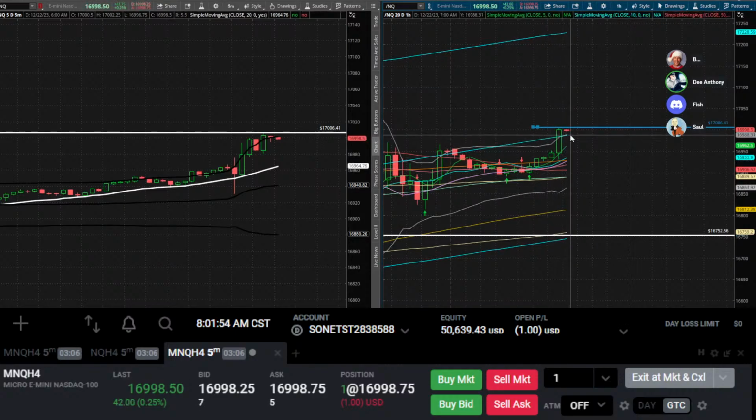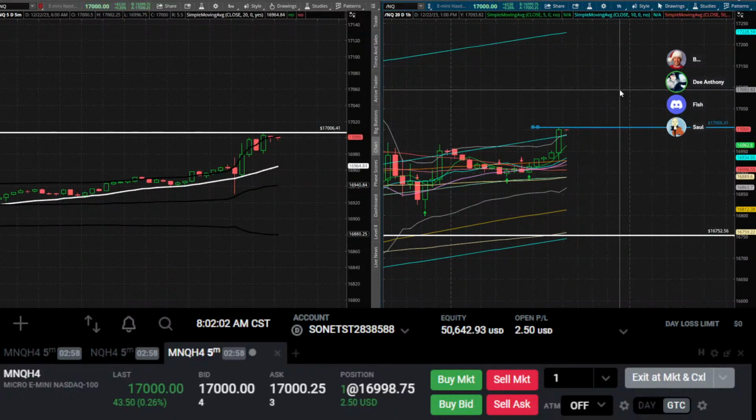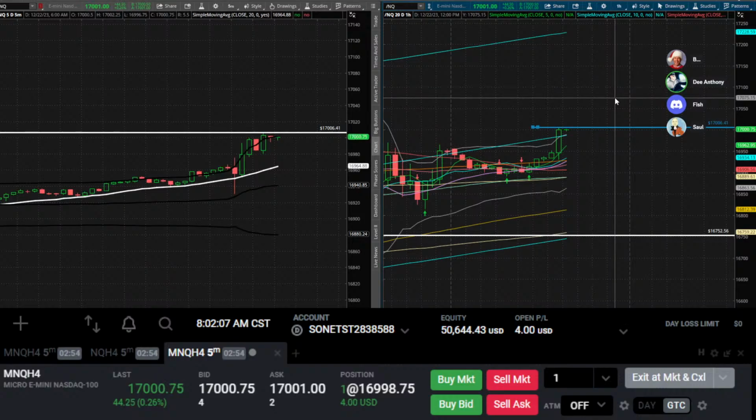So we have a linear regression here on the 1 hour time frame at 16,989. If we pull back into that area and then bounce through the 17,006, that's where you can get your momentum. That's where you're going to get your scalp. That's definitely going to be where you can make some quick money very, very quickly. But I need to see a little bit of a pullback here.